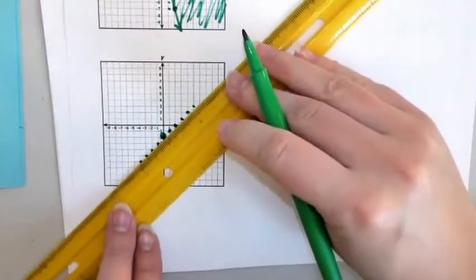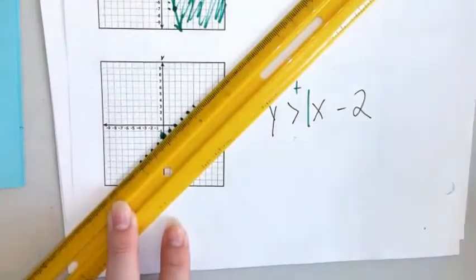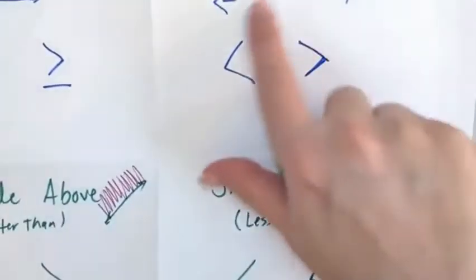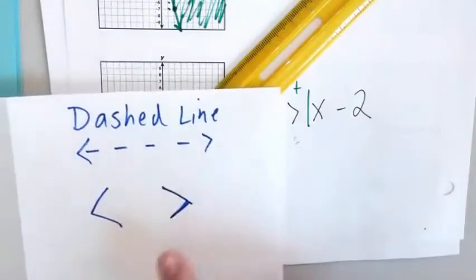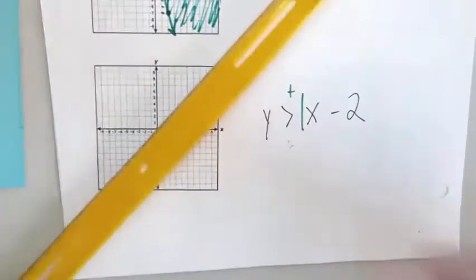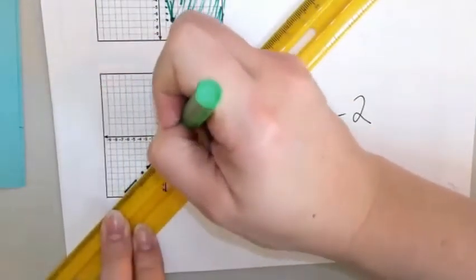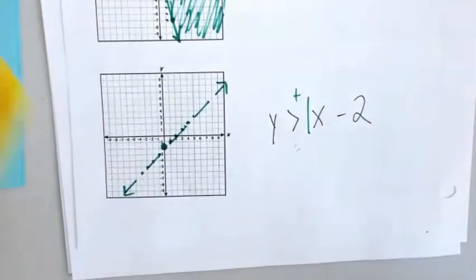Grab your ruler if you've got it handy. Okay, what kind of line should I use? Well, it's not an or equal to. It's not one of these. So I'm using a dashed line since this symbol here, this symbol of greater than, matches this. So I need to use a dashed line. So I'm going to dash my line. Connect with some arrows at the end.